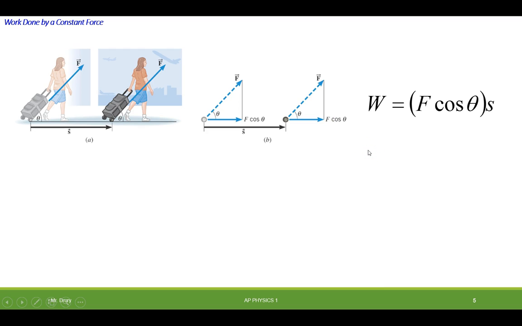Now, let's look a little bit closer at this. If we push in the direction of motion, we have cosine of 0. So in other words, if this F was at 0 degrees, in other words, in the direction of motion, the cosine of the angle would be equal to 1, because cosine of 0 is 1. So all the force would do work.